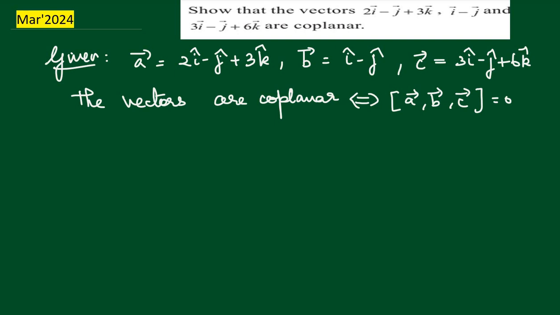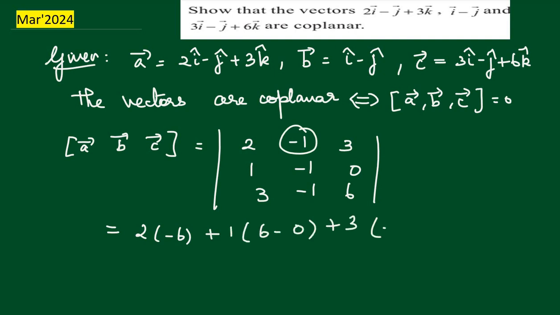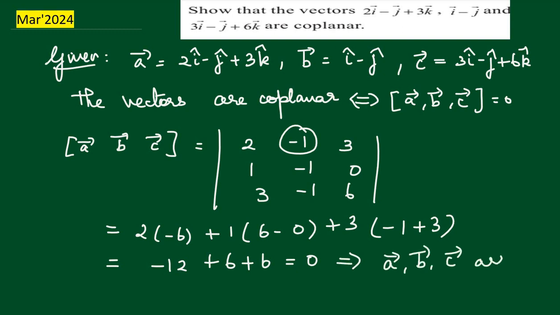So vector A, vector B, vector C are given. We find the box product of A, B, C, which is equal to the determinant of 2, minus 1, 3, 1, minus 1, 0, 3, minus 1, 6. Expanding the determinant, this is equal to 2 times (minus 6 minus 0), minus (minus 1) times (6 minus 0), plus 3 times (minus 1 plus 3), which gives minus 12 plus 6 plus 2 into 3, again plus 6, which is equal to 0. So the box product is 0, which implies vectors A, B, C are coplanar.